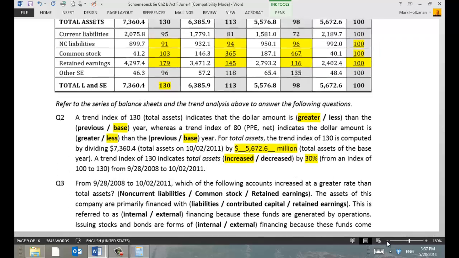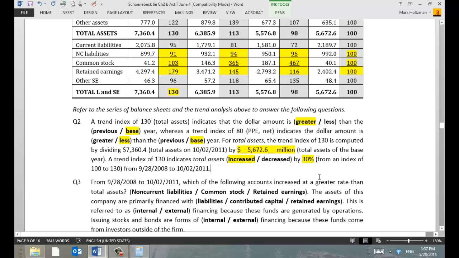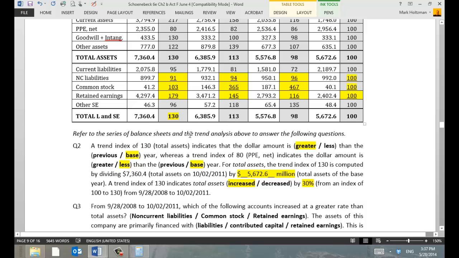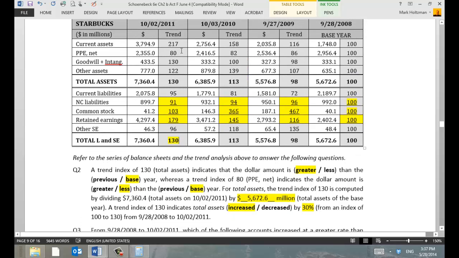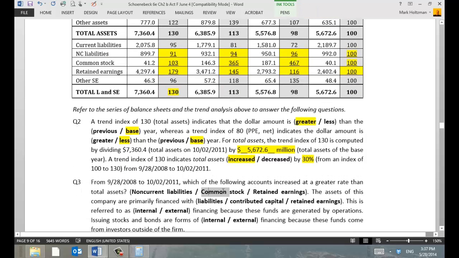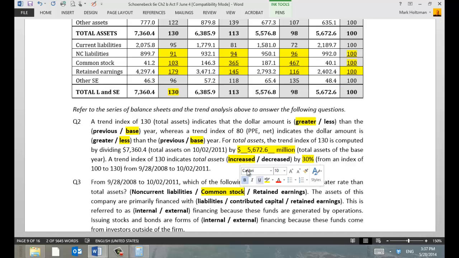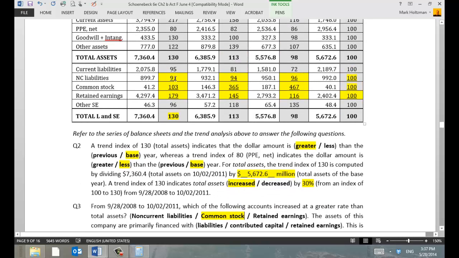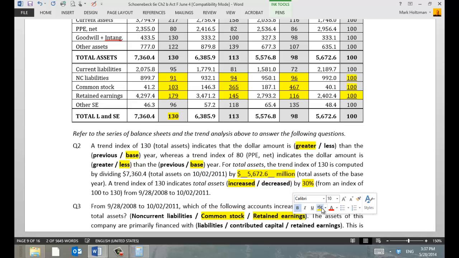So based on this information, which of the following accounts increased at a greater rate than total assets? Total assets increased by 30%. Which items increased by more than 30%? Common stock is one of them. Let's highlight that. How much did non-current liabilities increase by? It's 91, so it decreased by 9%. You follow? Because it's less than 100, so it decreased by 9%. And how about retained earnings? Retained earnings also increased by more than 30%, because it's 179. It's more than 130.